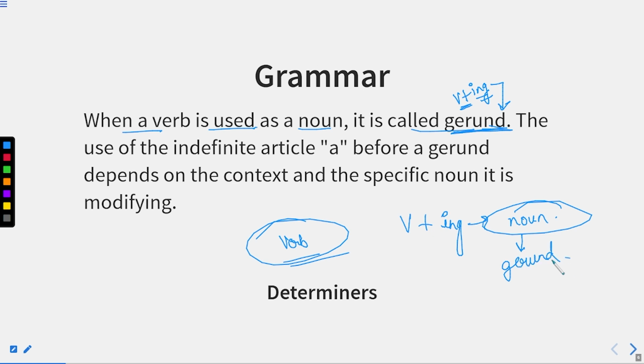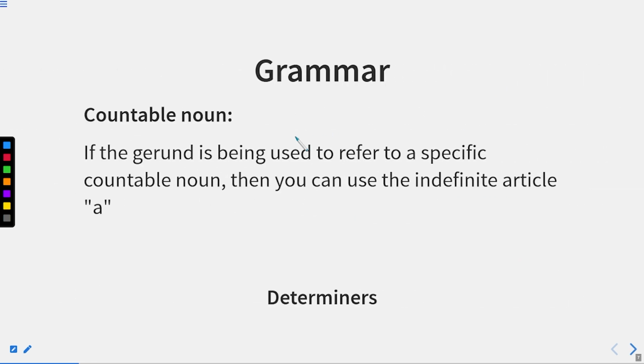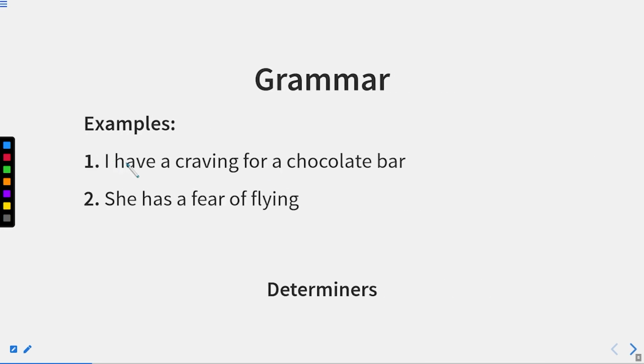The use of indefinite article a before a gerund depends on the context and the specific noun it is modifying. Now, how? Let us take some examples. If the gerund is being used to refer to a specific countable noun, then you can use the indefinite article a. For example, I have a craving for a chocolate.